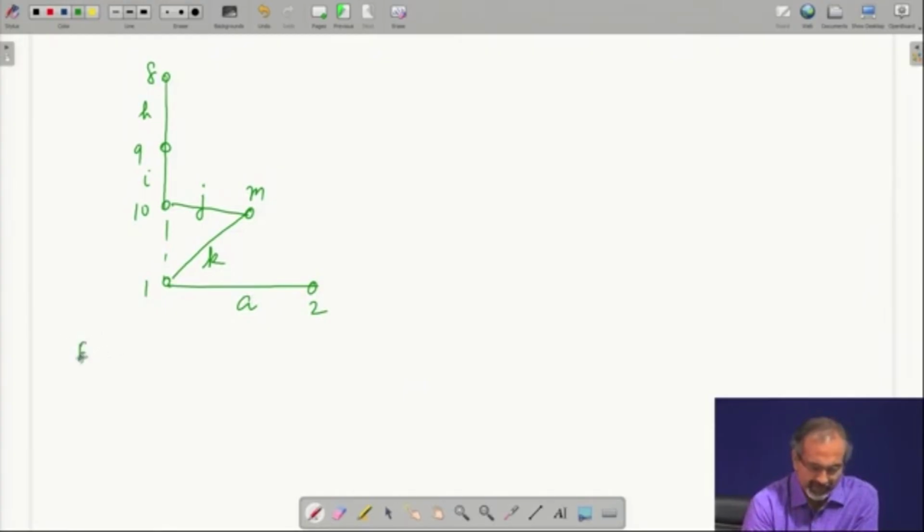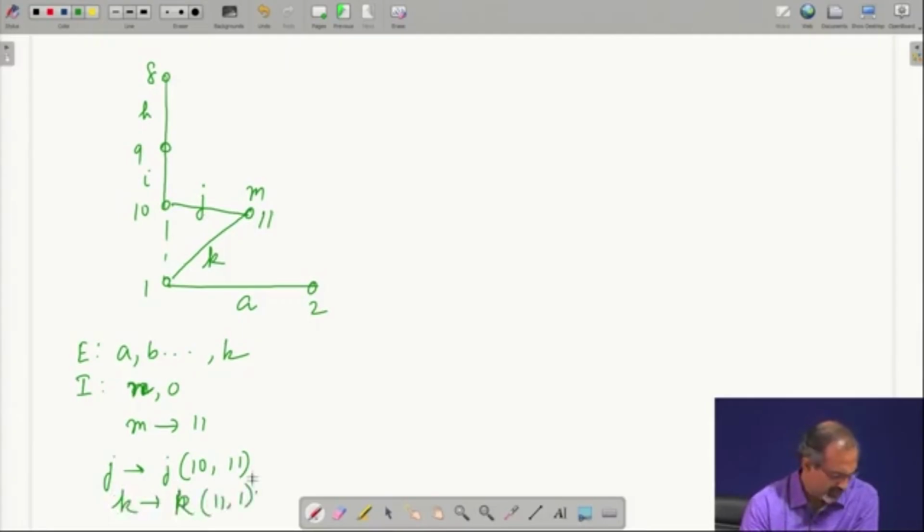One is that in the edge array you have now gone up to k, that has to be accommodated. In the internal node array, m is gone, you are now left with only n and o. Also, the node m now becomes the 11th node, and the edges j are now defined as 10 11, k as 11 1. So, all these changes have to be accounted in your arrays.